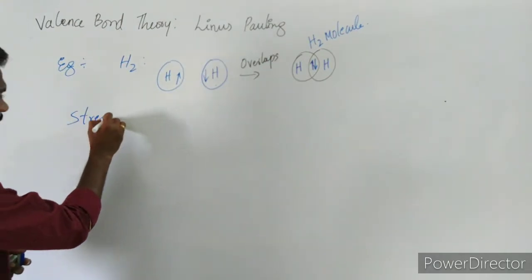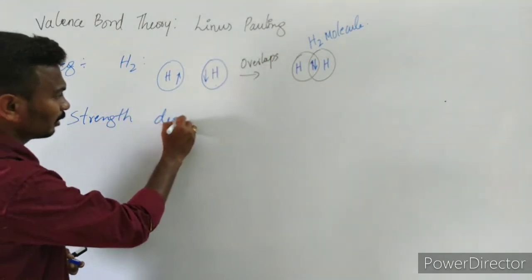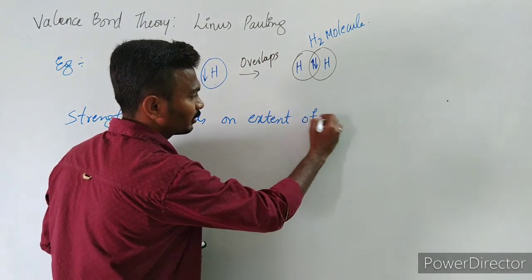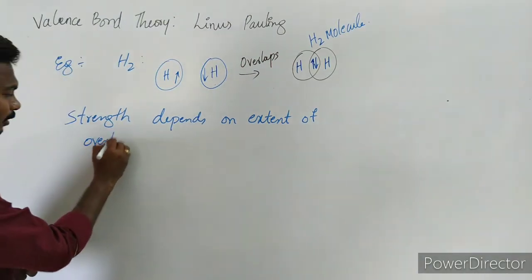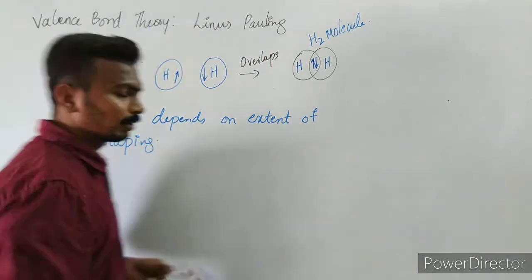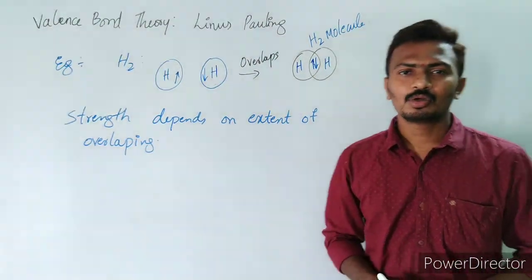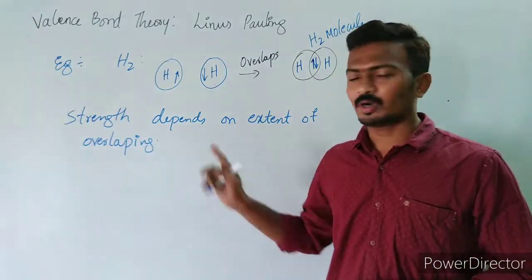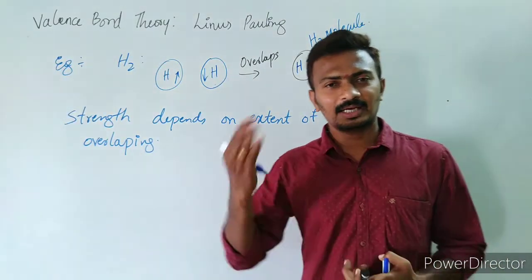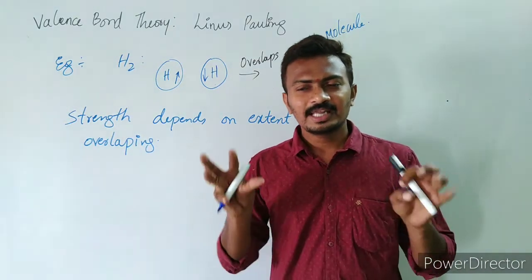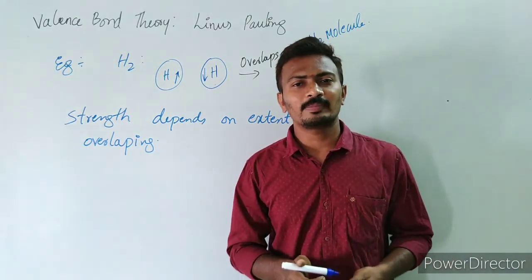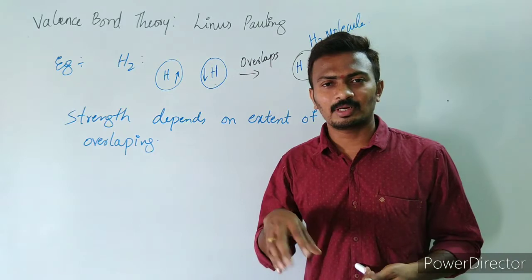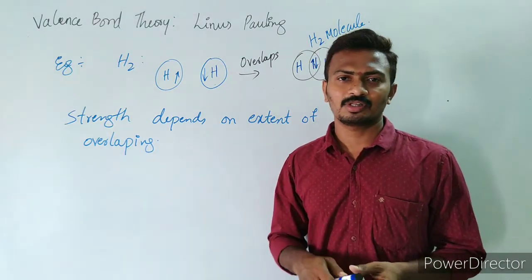The strength of the bond depends on the extent of overlapping. Greater the overlapping, greater will be the strength of the bond. So if it is overlapping to a greater extent, then the strength of that bond will be more. In addition to the valence atomic orbitals, individual atoms will have their own inner atomic orbitals with the unbonded electrons in them.